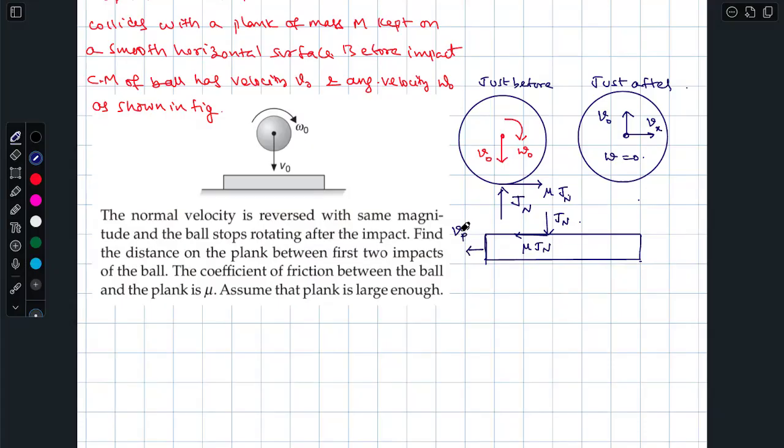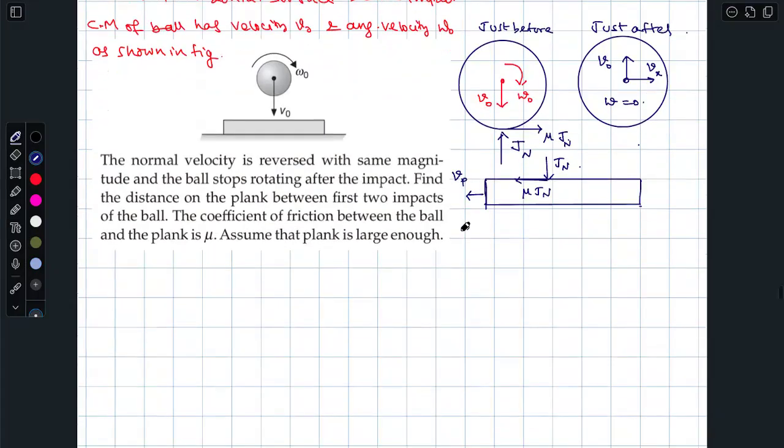This is V Planck. Because this is action, reaction, action, reaction. Free body diagram of Planck after impulse. Okay, right?